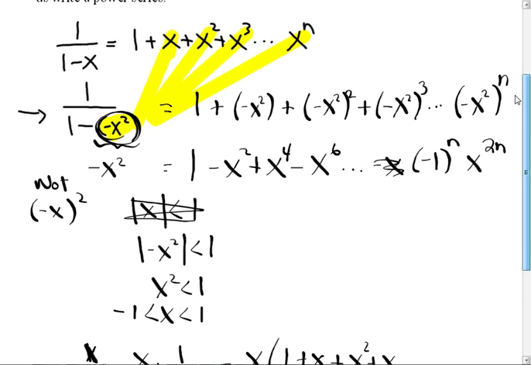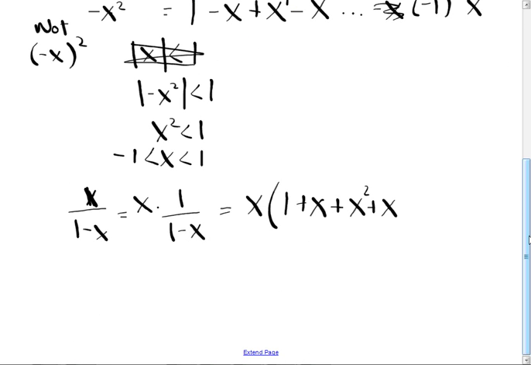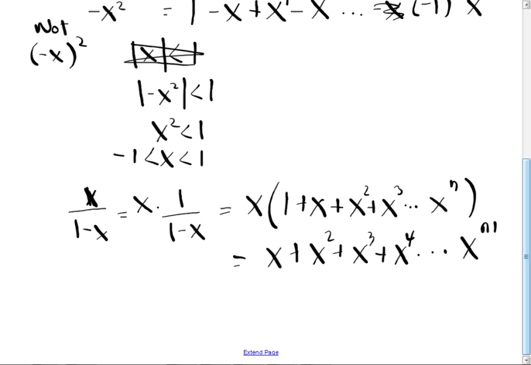Because I didn't substitute x in for 1. Negative x squared, I put it right in the first one right here. And this is x cubed, etc., x to the n. So now, when I multiply that out, what do I get? x plus x squared plus x cubed plus x to the 4th, and it's x to the n plus 1.